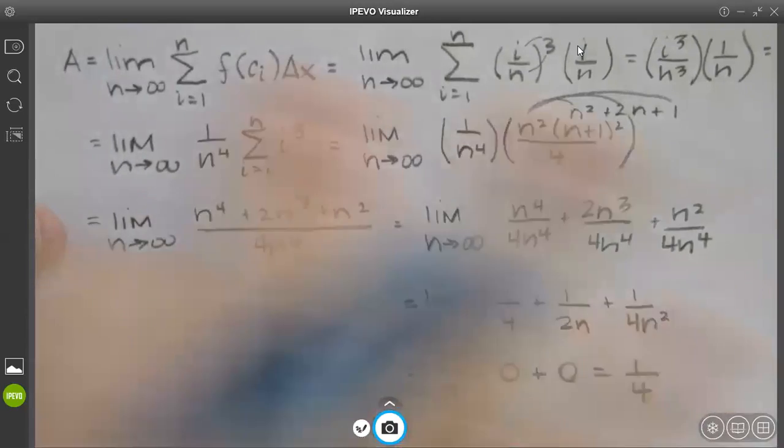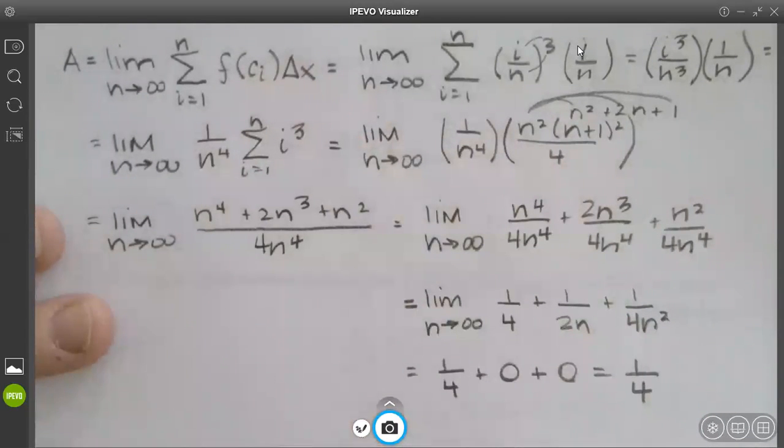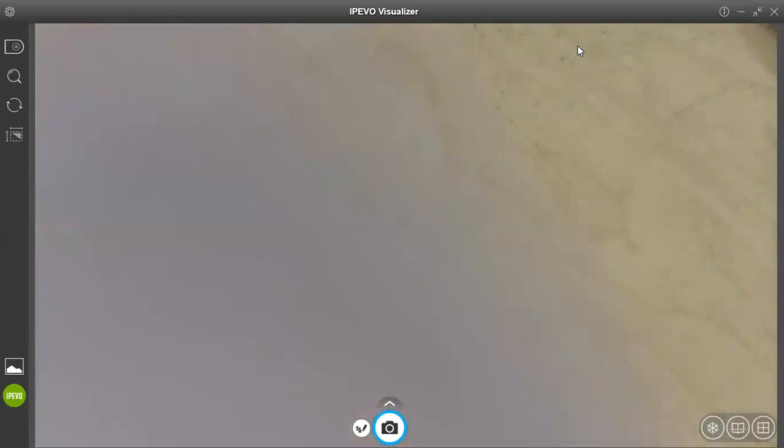If you understand plugging it in and simplifying it, this section is easy. It's just a lot of work. Does everybody understand that? That's pretty much it. Okay, look at the next one.